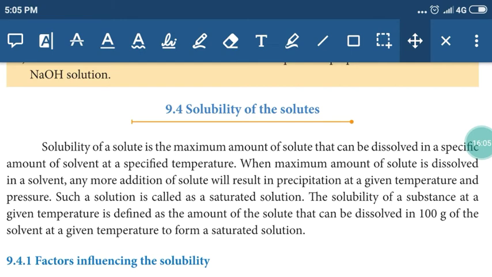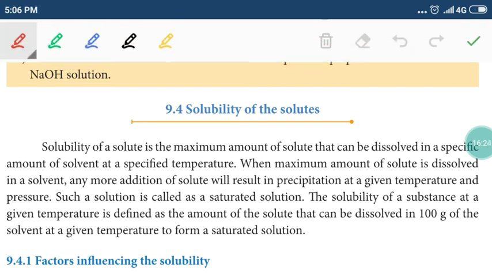Next one, solubility of solutes. This you already studied in 10th standard. What is solubility? This is the ability of a solute to dissolve in a known amount of solvent at a particular temperature. The same definition is repeated here also: the maximum amount of solute that can be dissolved in a specific amount of solvent at a specified temperature. We know that solubility is directly proportional to the temperature. When the maximum amount of solute is dissolved in a particular amount of solvent at a particular temperature, we will get a saturated solution.